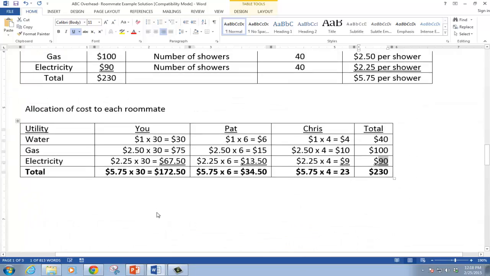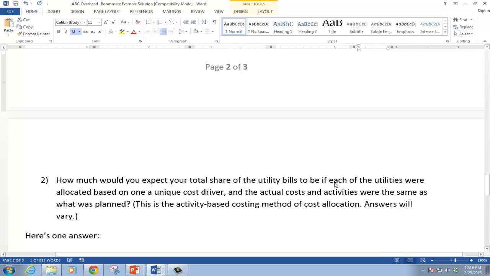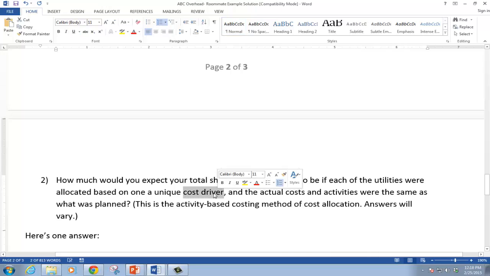Okay, well here's what we're going to do. We're going to use a separate cost driver or allocation base for each utility. And this is one of the key features associated with activity-based costing. Now, because you are not required to use any specific cost driver for each utility, answers will vary. But here's one possible answer.